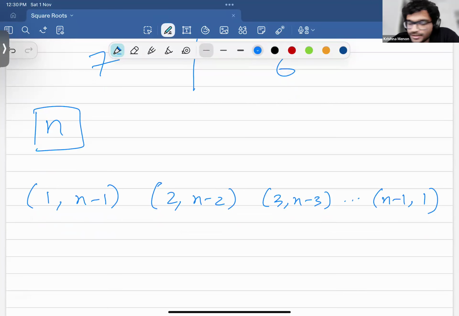Does anyone have any problem with this proof as to why there are exactly n minus 1 possibilities? So, Shivansh, do you have a problem with this proof? Okay. Okay.